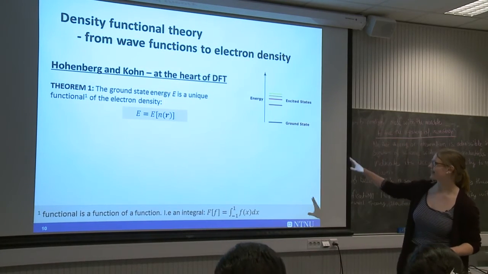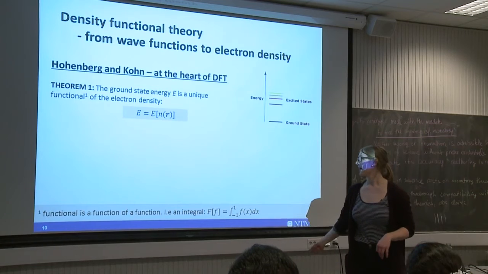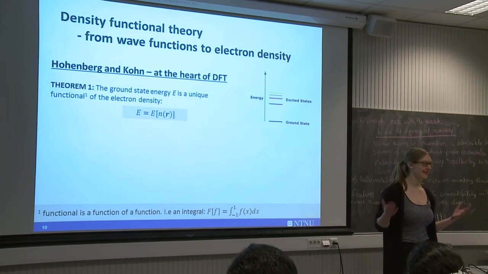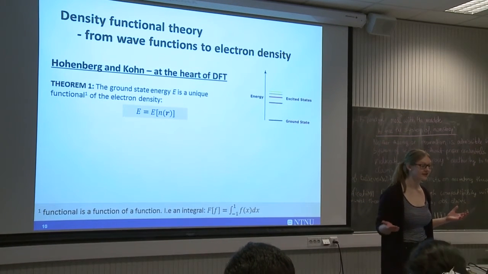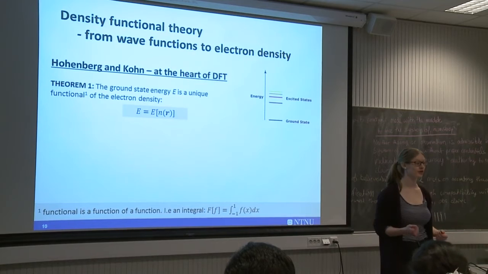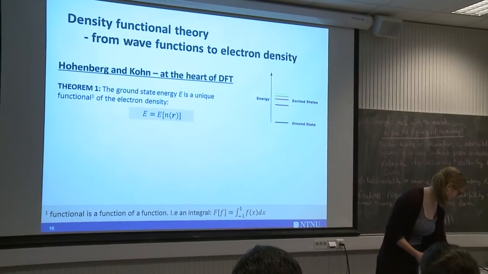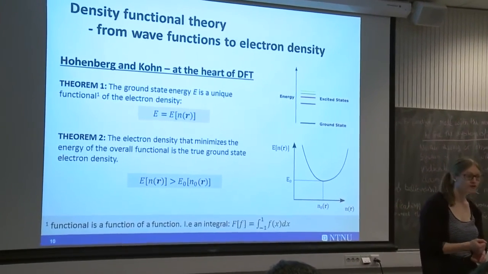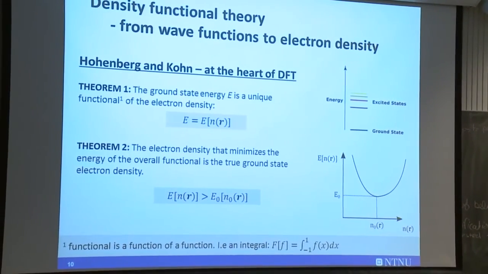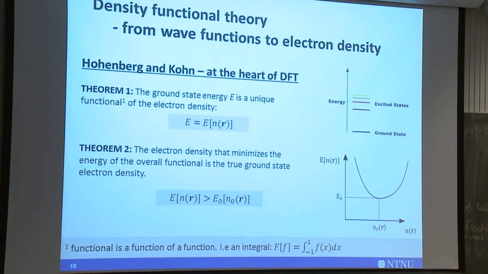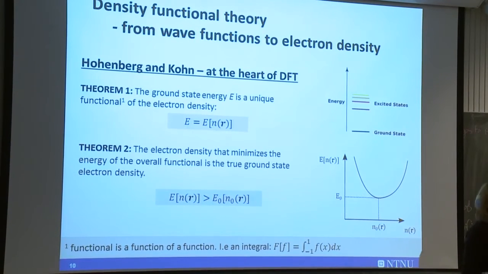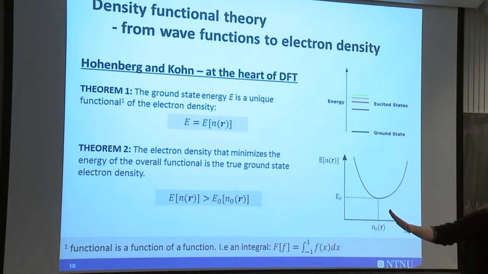But the theorem basically states that the electron density is all you need in order to define your total ground state energy. So that's a really good thing. And the second theorem, that tells you how you're going to find your ground state density. Well, you just minimize your energy functional. So that just means moving down the well until you found your ground state density. And then you're there.